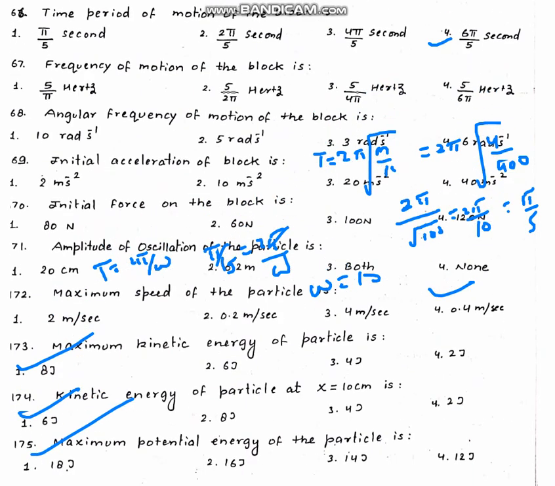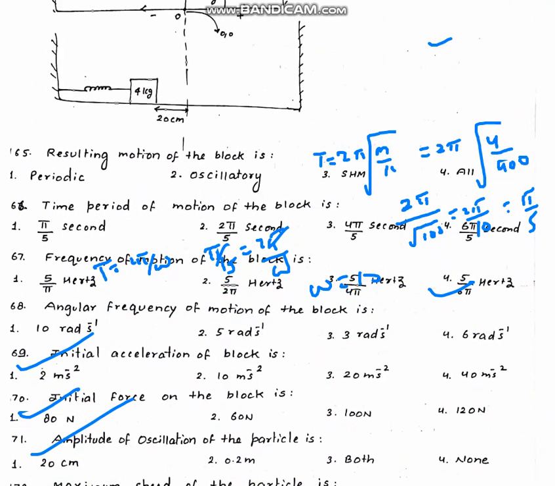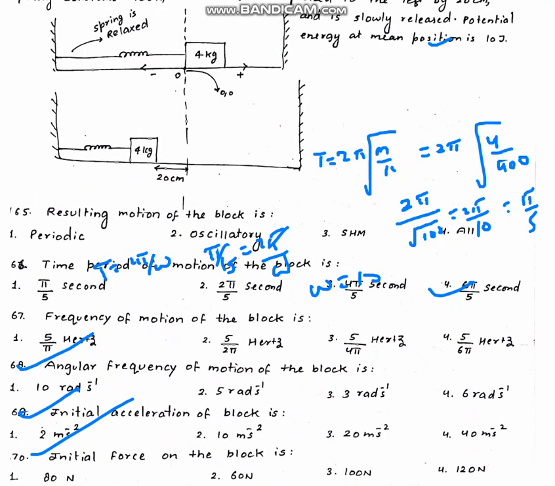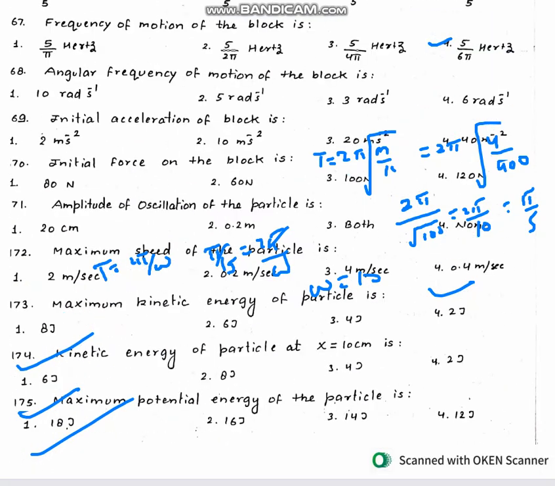Next is initial acceleration of the block. So acceleration is omega square x. Acceleration is omega square x, and omega square is here 100. X is 20, that means 1 by 5 in meter. So it will be 20. So third will be correct over here.